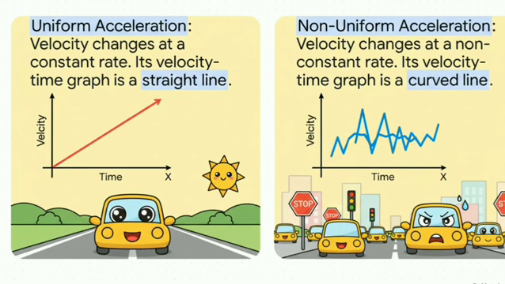So here we've got the two main kinds of plot twists you'll see. Over on the left, that's uniform acceleration. Just picture a car steadily speeding up on the highway, right? Its velocity changes at a nice constant rate, giving us that clean, straight, sloped line. But then on the right, that's non-uniform acceleration. This is more like a car in stop-and-go city traffic. The velocity is all over the place, changing unpredictably, and that creates this kind of chaotic, curved line.